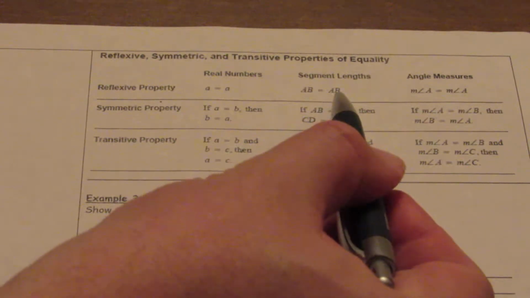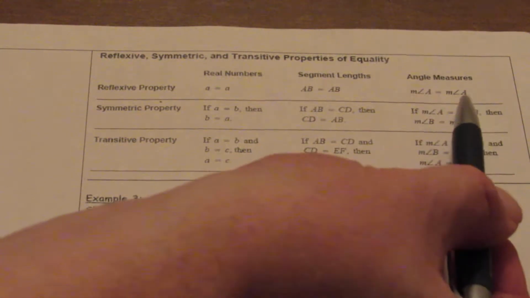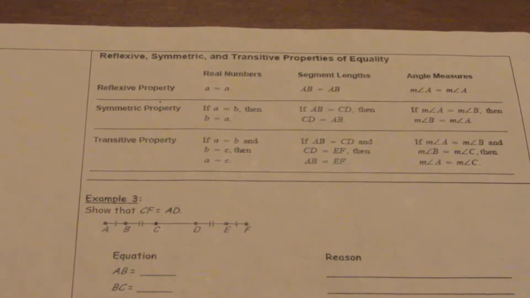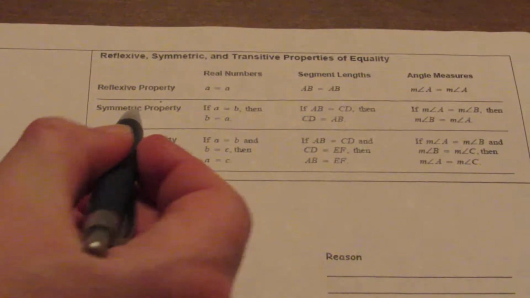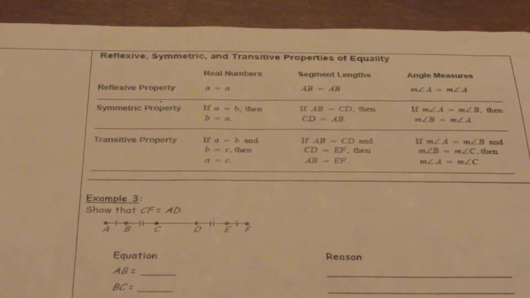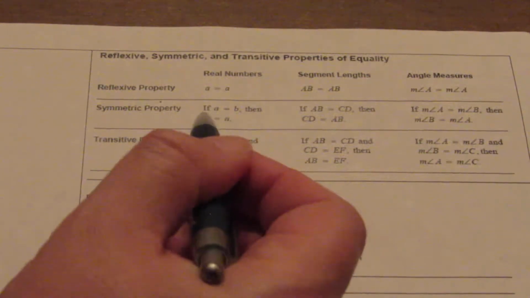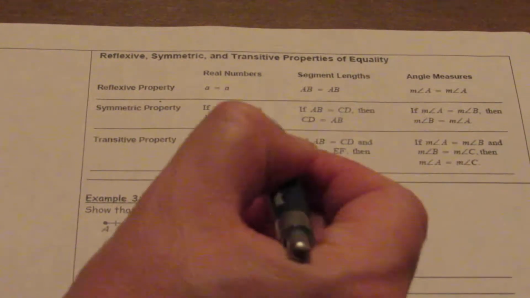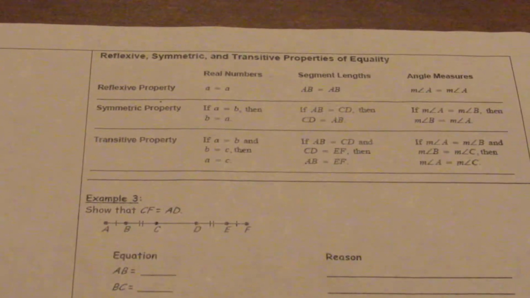AB is equal to AB. The measure of angle A is equal to the measure of angle A. It's the same thing as itself. Symmetric property is saying I can flip where things are on the equal sign. So A equals B is the same thing as B equals A. AB equals CD, so CD has to equal AB.